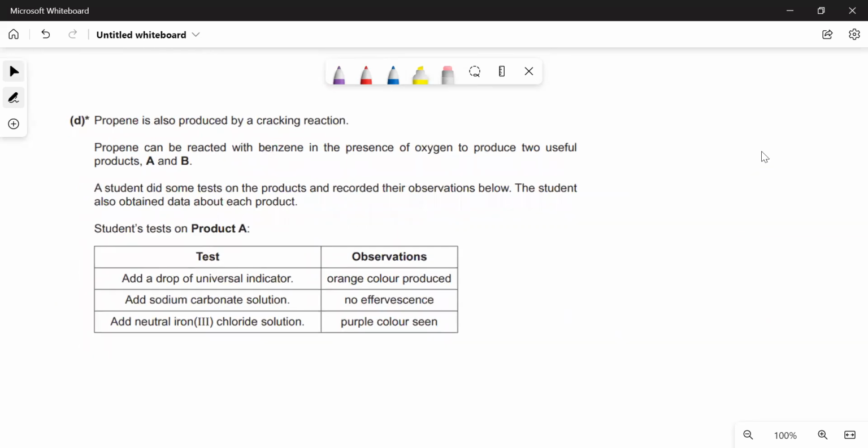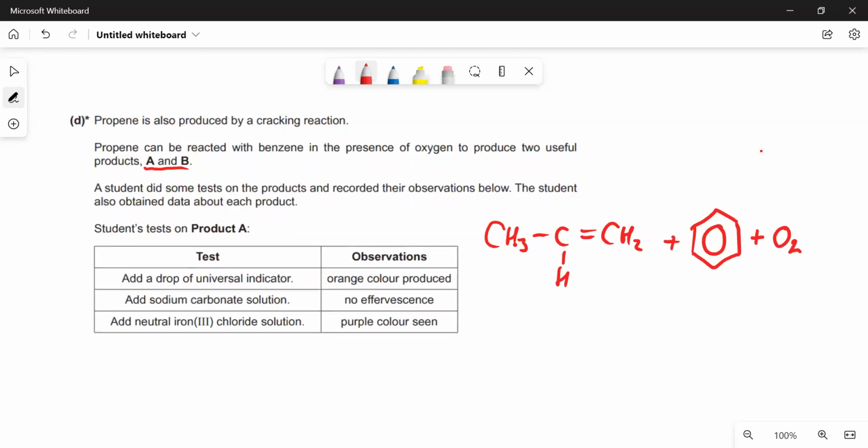Okay, propene is produced in a cracking reaction. Propene can be reacted with benzene in the presence of oxygen to produce two useful products, A and B. Right, so you're going to react propene, which is like that, plus benzene, and some oxygen, and that's going to make these two products A and B. We've got to decide what they are.